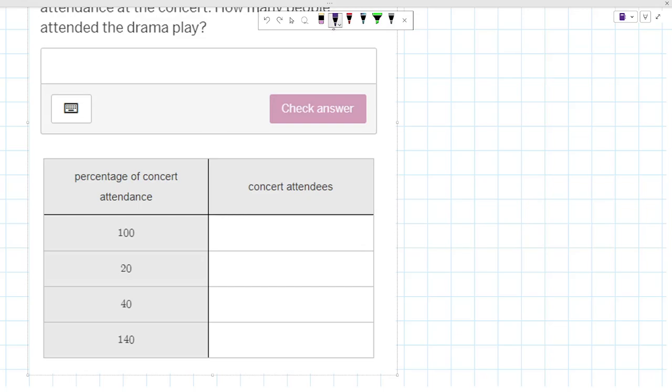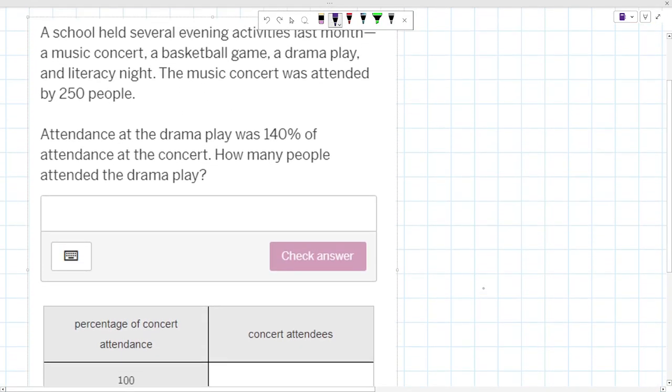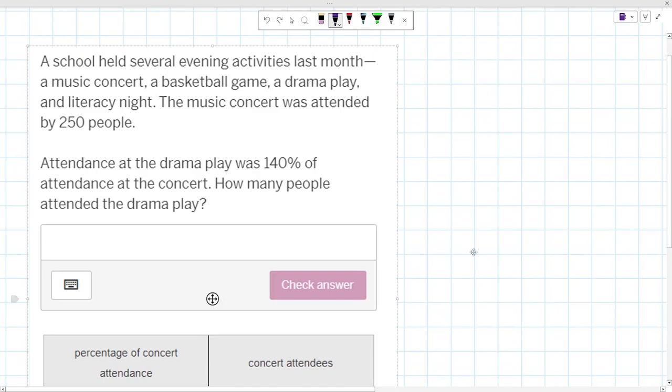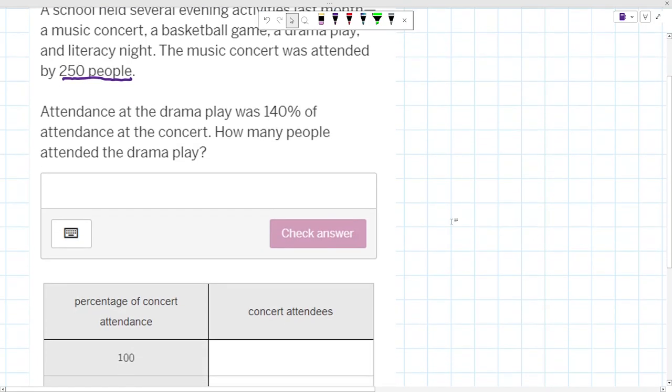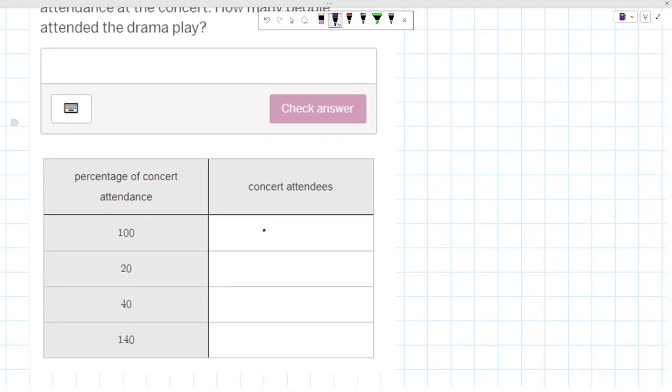So how many people did attend the concert? We can go back and read the problem. It says it was attended by 250 people. So we would put 250 here. Now what's going on in the left column? Because we know that 140% as many people attended the drama night, we're trying to figure out what's 140% of the concert attendance.